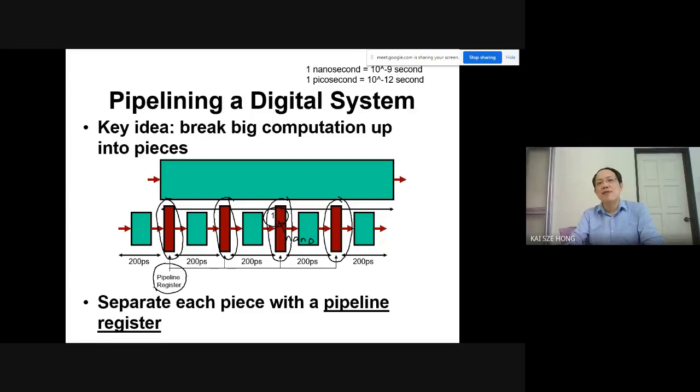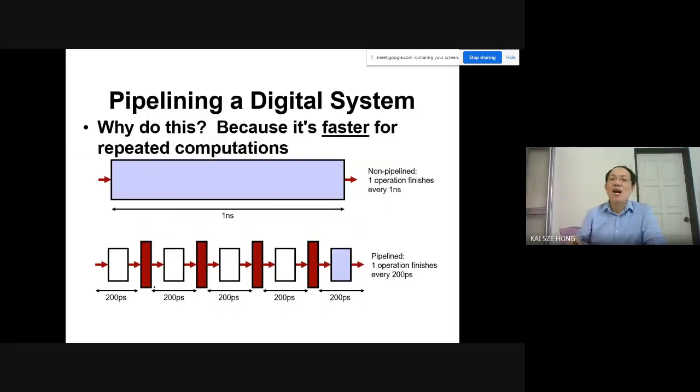This is the extra register that we must have in order for us to do the pipelining. Okay, why do we do this? Because it's faster for repeated computation. For no pipeline, when you do one move operation, it takes you 1 nanosecond. But if you pipeline, one operation finishes on average every 200 picoseconds. That means you can do it 5 times faster.